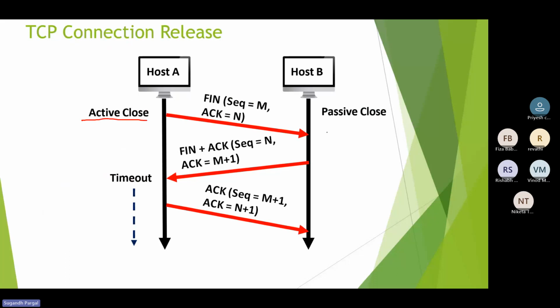Then host B does a passive close. That means there might be a case when multiple packets still need to be sent from host B. So at this time, it sends the acknowledgement and the FIN request. So host A waits until the timeout, in case there are some other packets left for the receiver, and then sends the acknowledgement back to host B.